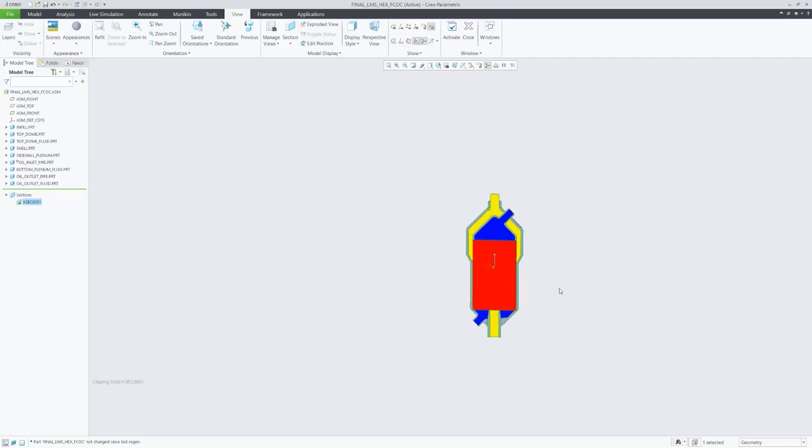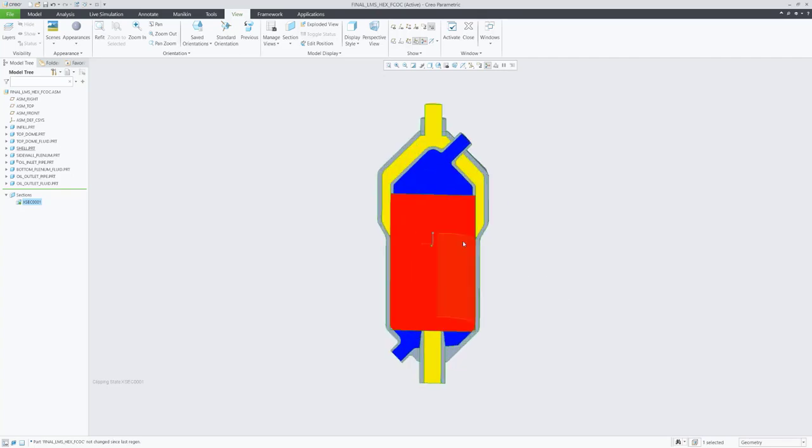The primary ones I want to point out are the infill volume, seen here in red, and then the inlet and outlet plenums for both the oil, here in yellow, and the fuel in blue.